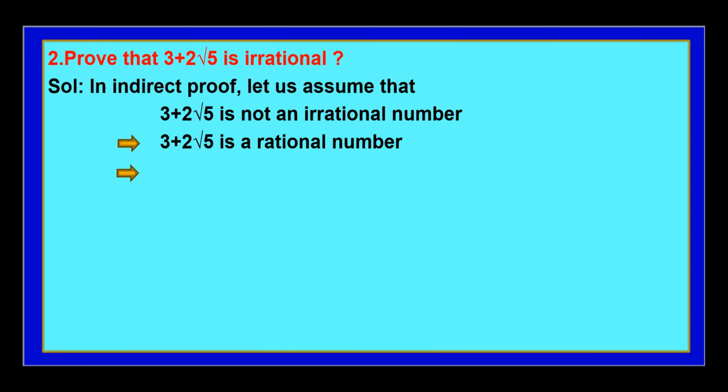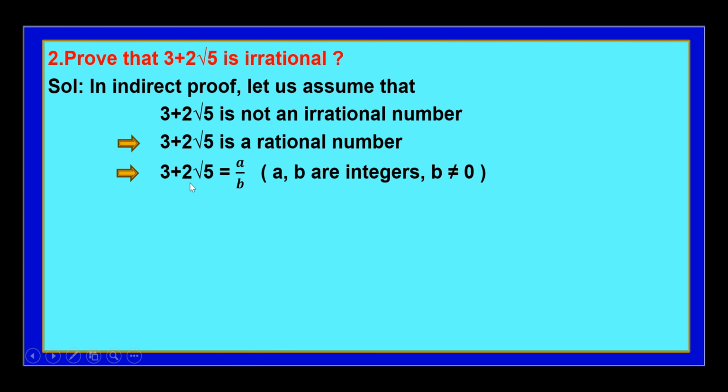Since it is a rational number, we can write it in the form of a by b. 3 plus 2 root 5 is equal to a by b, where a and b are integers, b not equal to 0, and a, b are co-primes. Here, at LHS, we have 3, a rational number, plus 2, a rational coefficient for root 5. Root 5 is an irrational number.